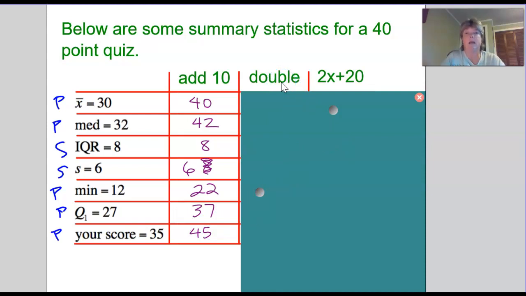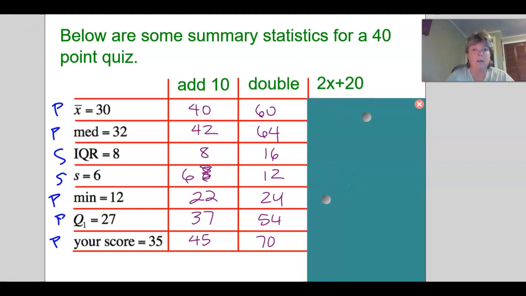And then if we wanted to make the quiz out of 100 points, one thing I could do is double every value and then add 20. And that would get me a 100-point quiz. So pause the video, see if you can fill in the values for those summary statistics if we double everything in the list, or if we double everything in the list and then add 20.